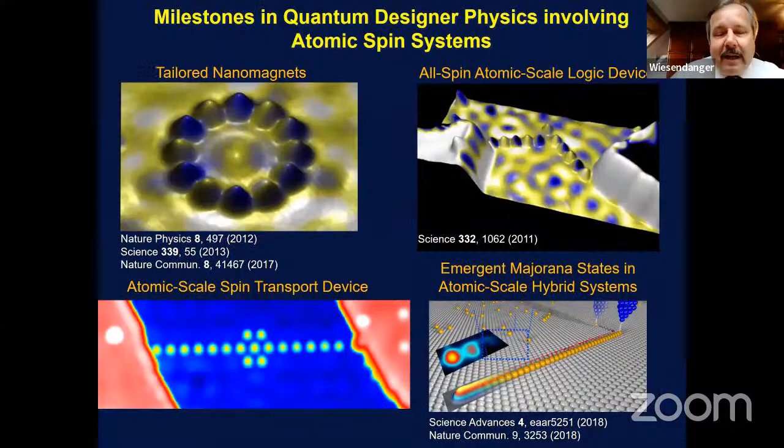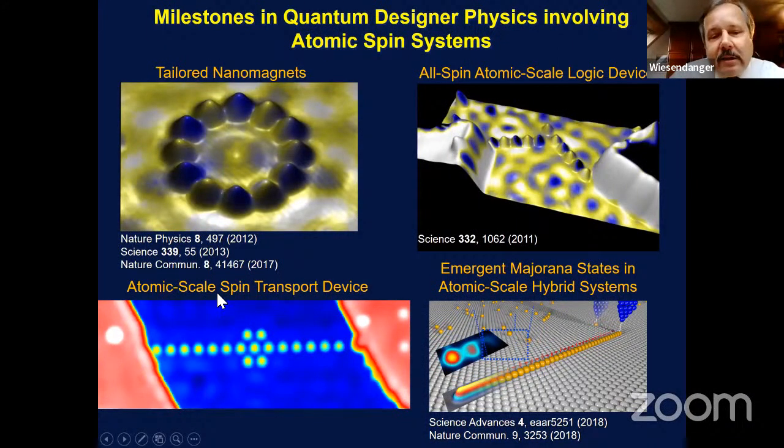Having that kind of possibility in the past 5 years, we could move onward and really create milestones in quantum designer physics involving atomic spin systems. I don't have time really to discuss all that, so we could create tailored nanomagnets like these antiferromagnetic rings of iron atoms here on copper substrates, also on superconducting substrates. We have created all spin atomic scale logic devices. This is the only example I would like to touch upon in the very end.